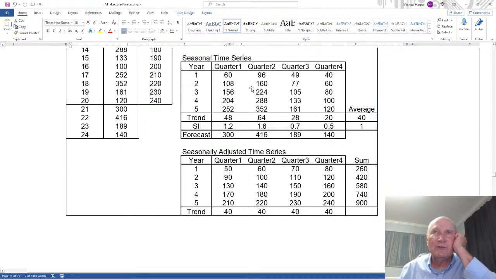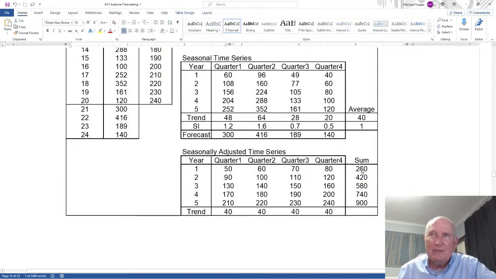Now, terminology. This is a quarterly time series. This is a seasonal quarterly time series. This is a seasonally adjusted quarterly time series. Notice it increases by 10 from quarter 1 to quarter 2, it increases by 10. For quarter 2 to quarter 3, by 10. So the quarterly trend of a quarterly time series is 10. The annual trend of a quarterly time series is 40, because there's 4 quarters in a year.